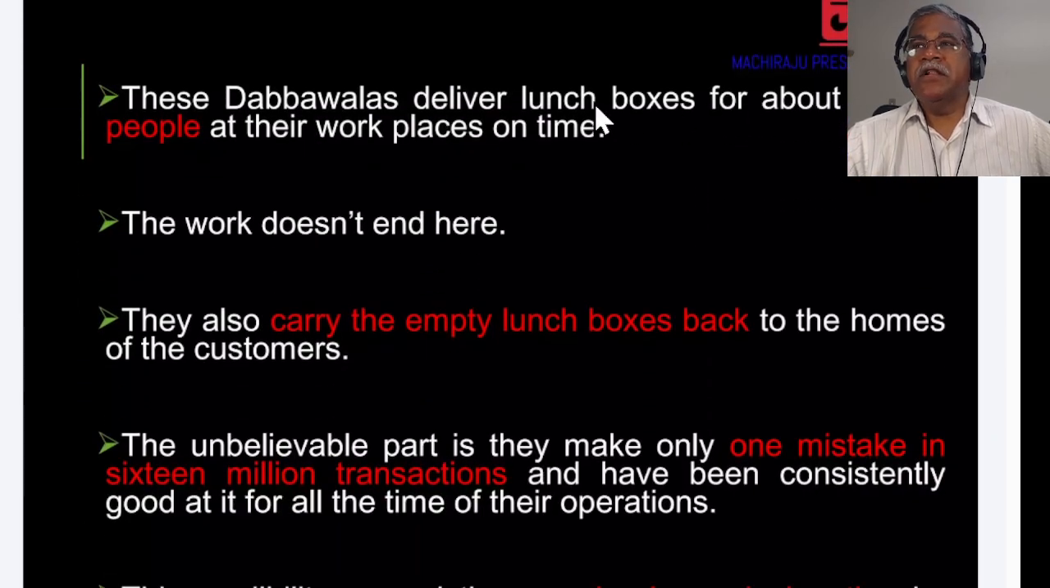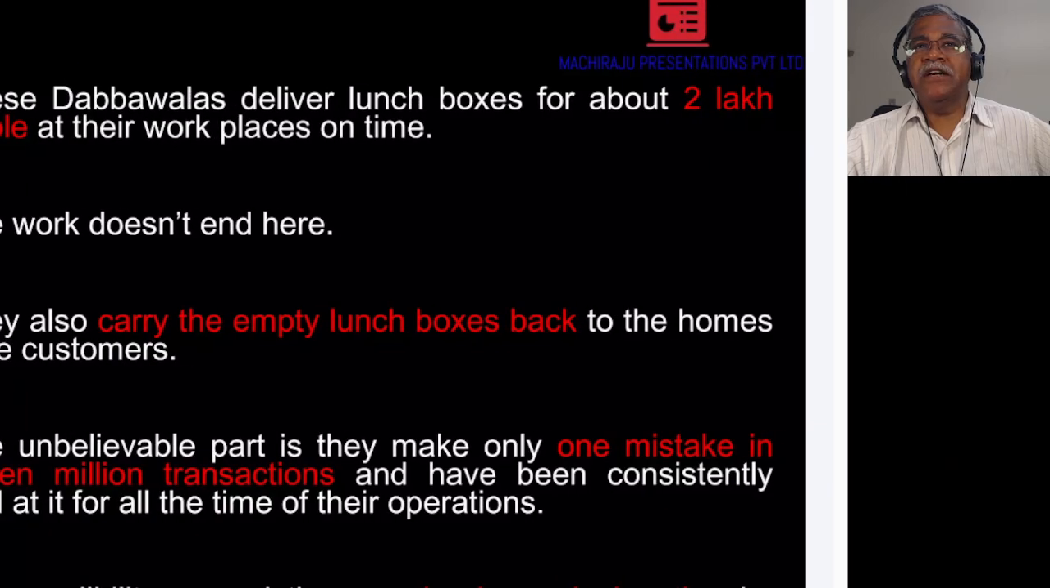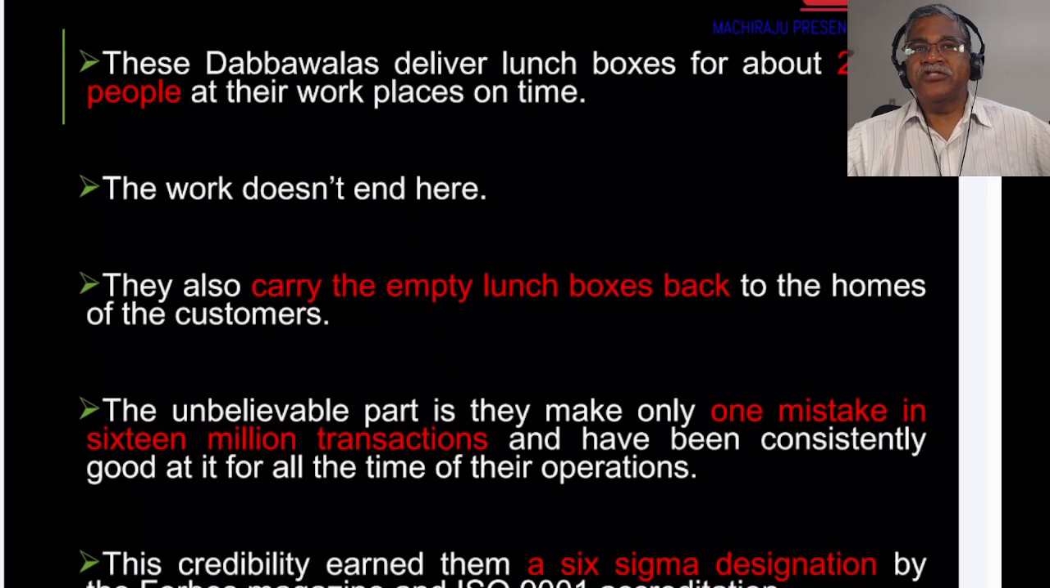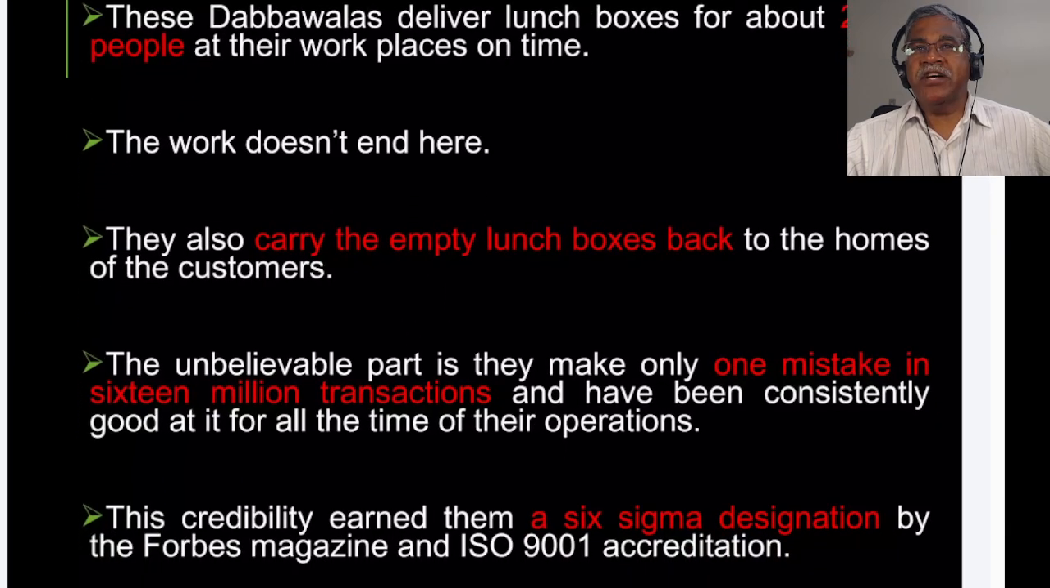They deliver lunch to 2 lakhs. Now what is a lakh? Oops. What is a lakh? A lakh in India is 100,000. So 2 lakhs is 200,000 people who get their lunch, but the work doesn't end here. When the lunch is done, they also carry the lunch boxes back to the homes of the customers.